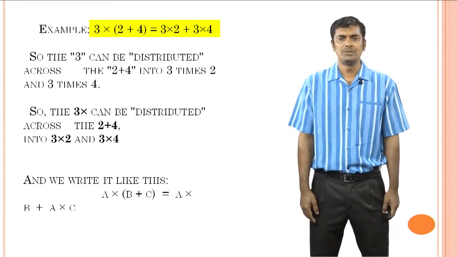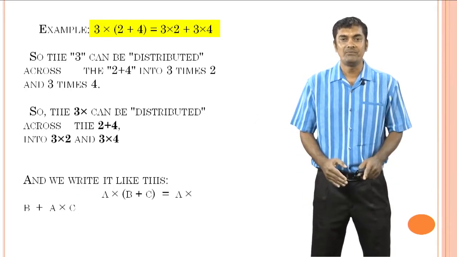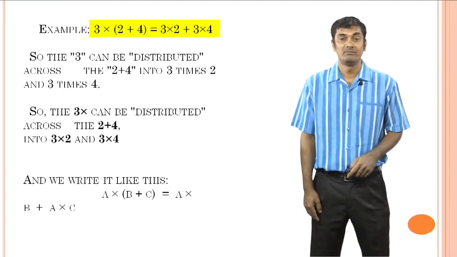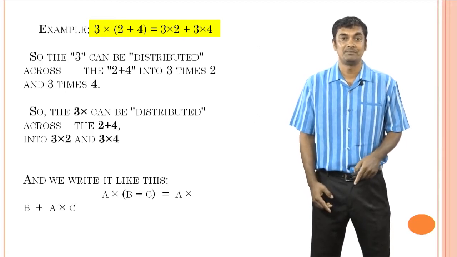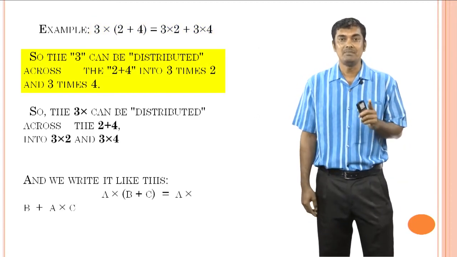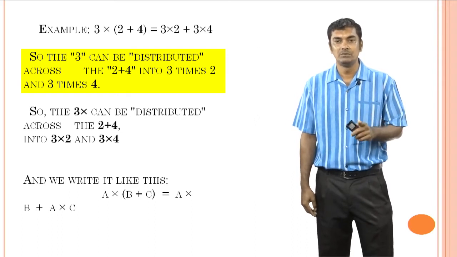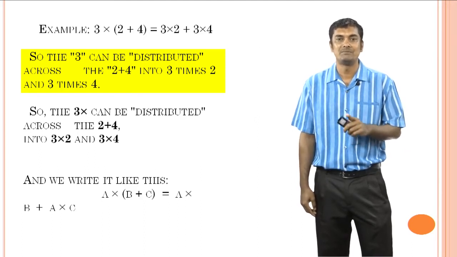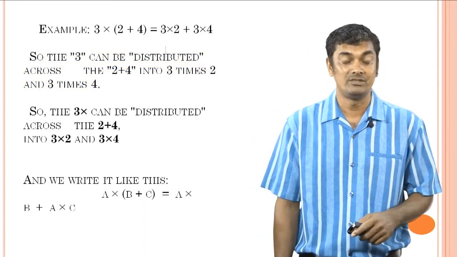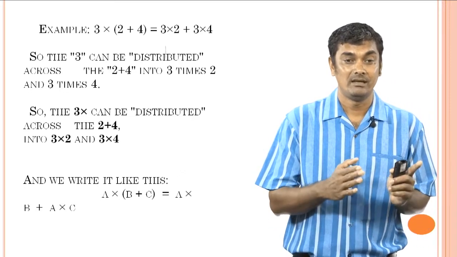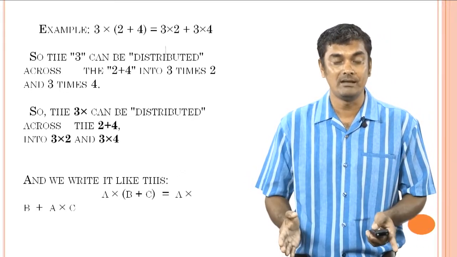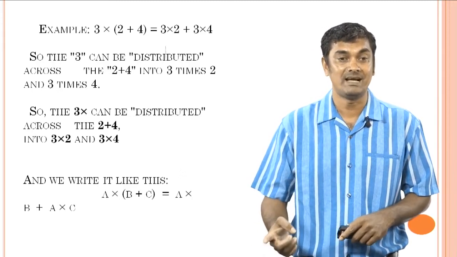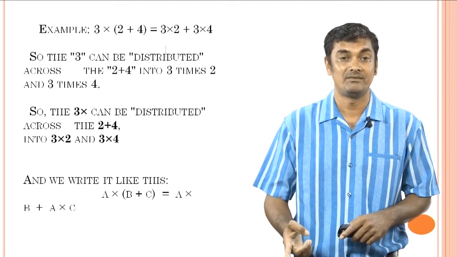Another example, 3 times (2 plus 4). The common factor there is 3, which when we expand that bracket would mean 3 times 2 plus 3 times 4. The 3 can be distributed across 2 plus 4 into 3 times 2 and 3 times 4. So when we write it algebraically, if we have a times a grouping of values, it could mean distributively a times the first value plus a times the second value.